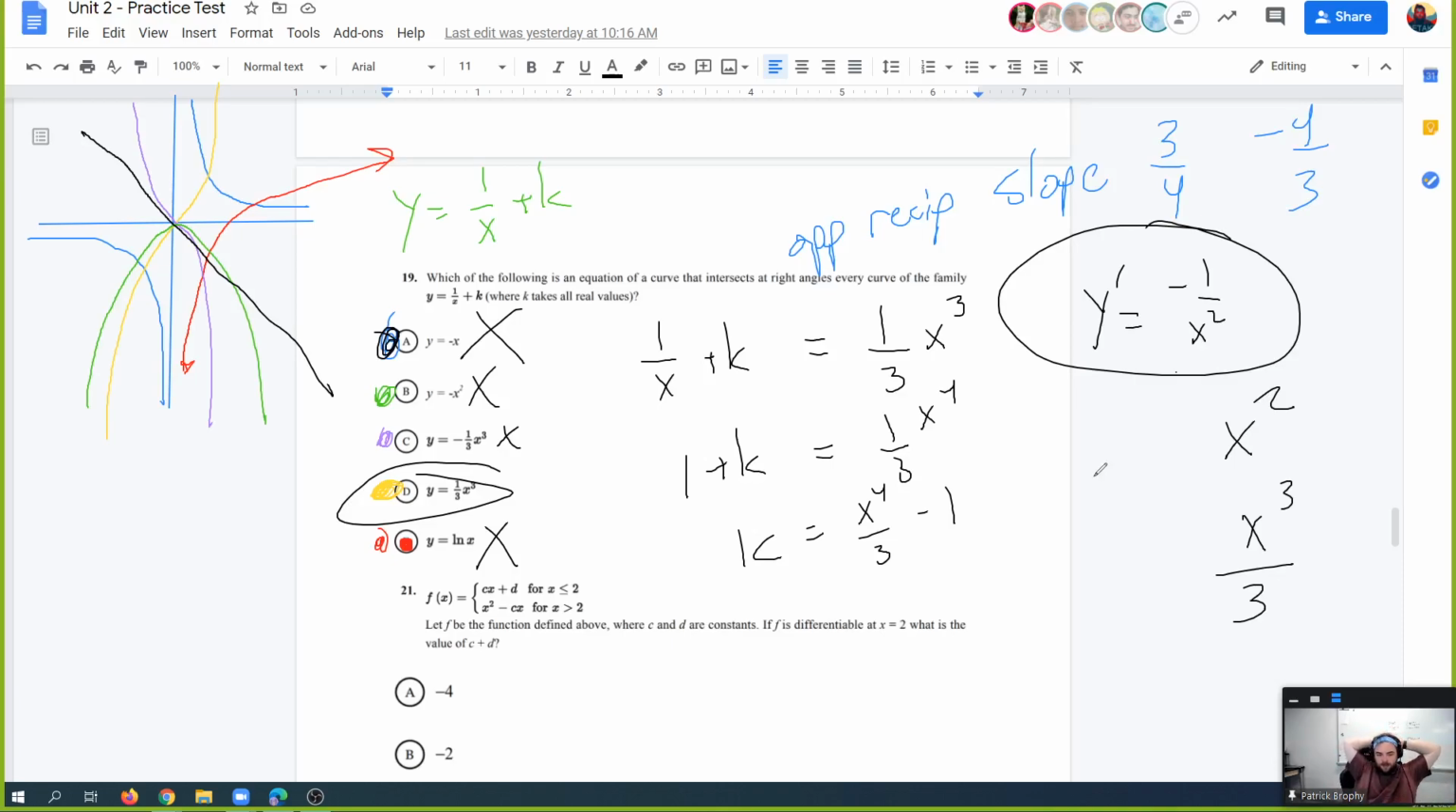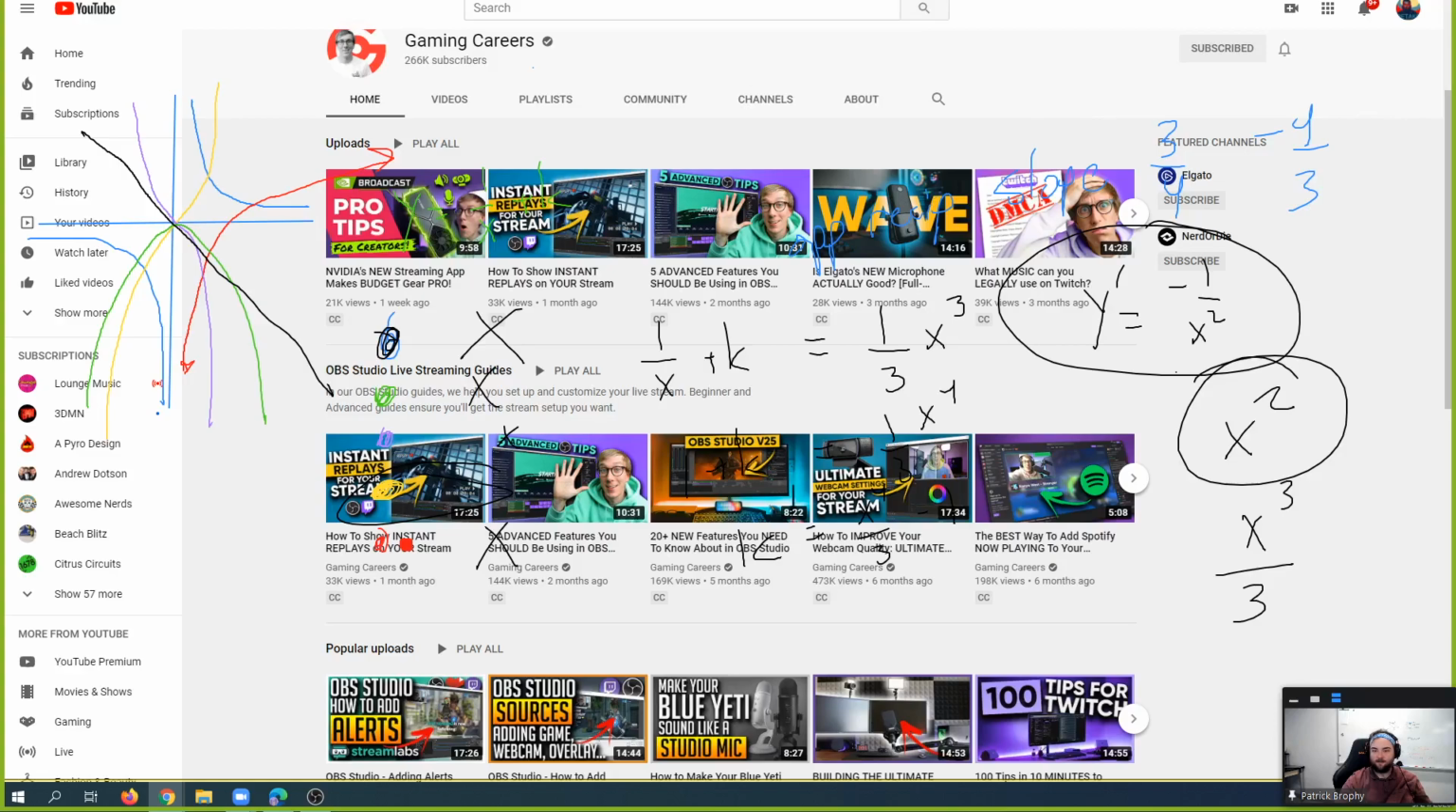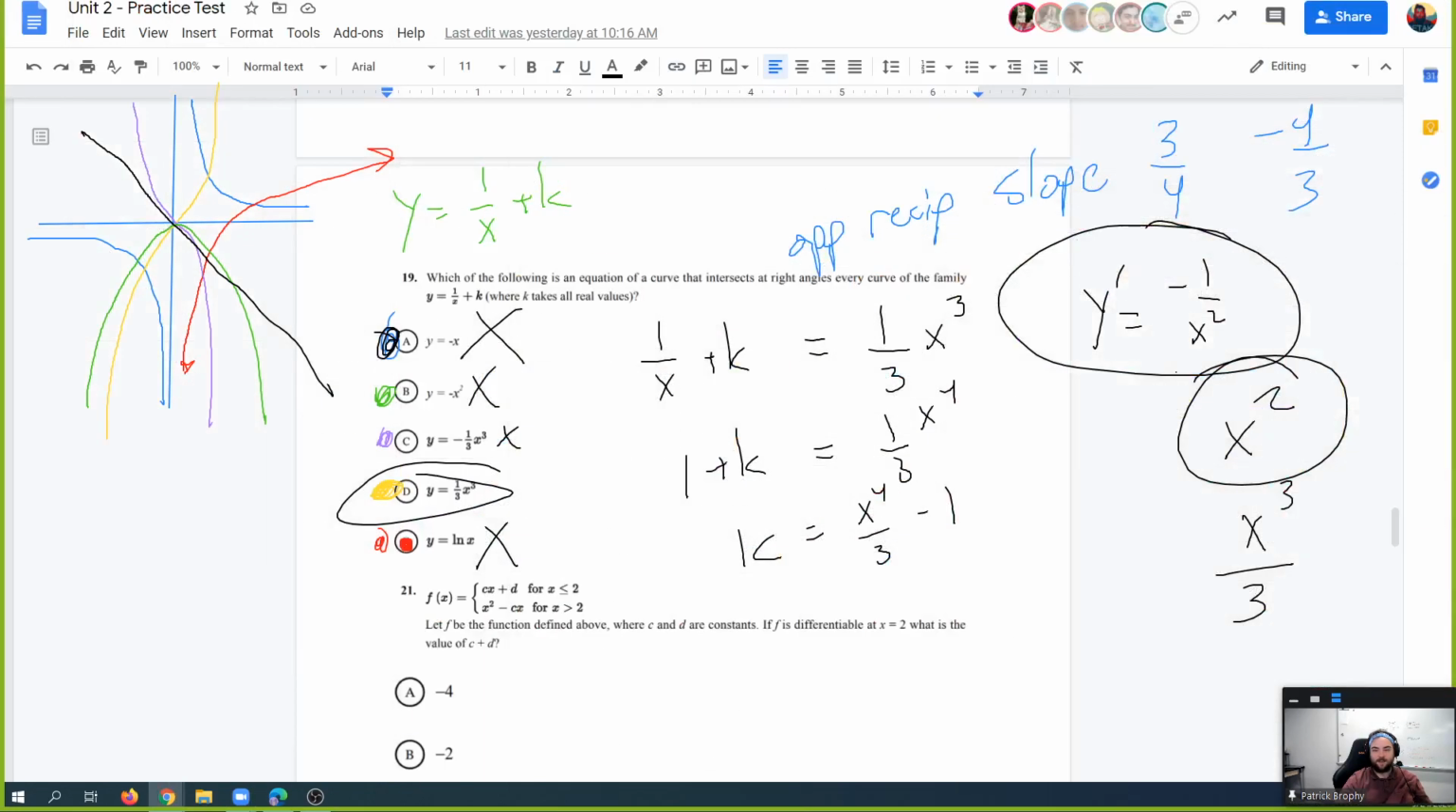Now, if we understand right angles are opposite reciprocal, then you just took this and you said this is the derivative. Well, what's the opposite reciprocal of this? And then you integrated it. And then, that can't even be the intention of this problem either. But that does it. Oh, that was fun. Good job. I'm trying. Okay, I want to see what they say.